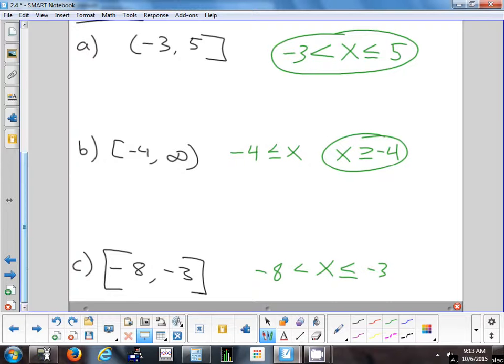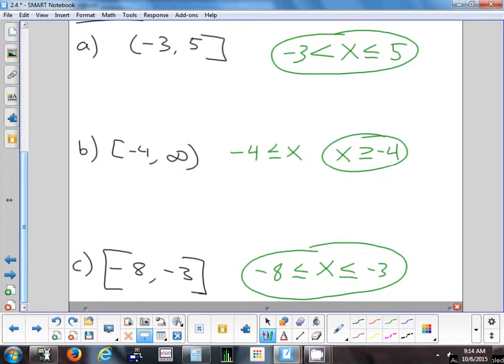Which one do we use for the bracket? Is that the equal to or without the equal to? The bracket is with the equal to, right? So when you have a bracket, you use the equal to. When you have a parenthesis, you don't use the equal to. Any questions on that?